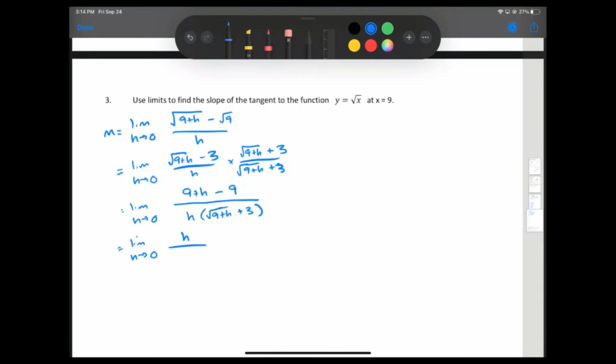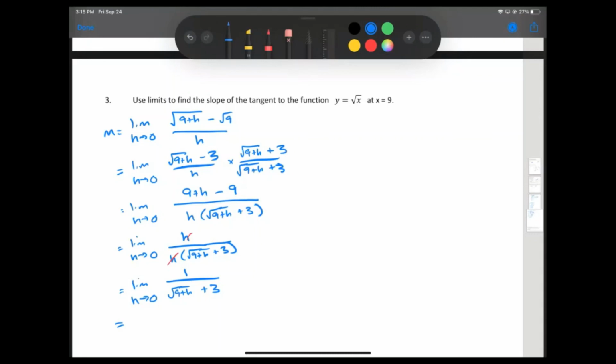And on the bottom, I have h times root 9 plus h plus 3. Well, I can cancel out the h on the top and the bottom. So this becomes the limit as h approaches 0 of 1 over root 9 plus h plus 3. And now it's in a form where canceling the h or letting the h go to 0 is no longer ambiguous. It has a direct answer.